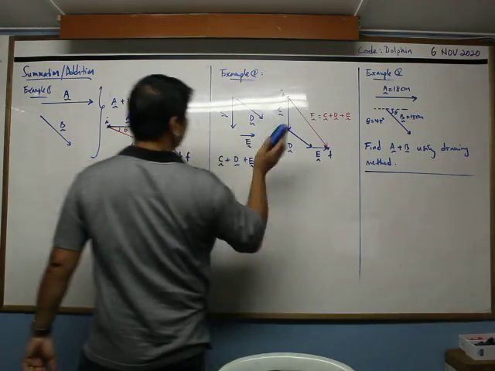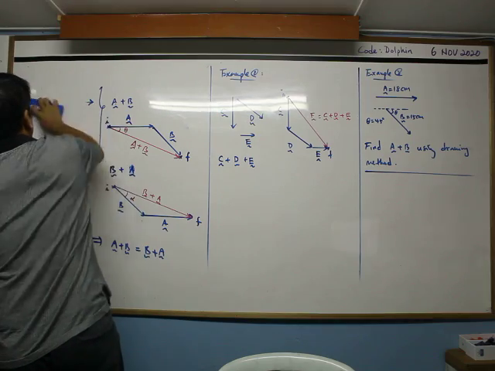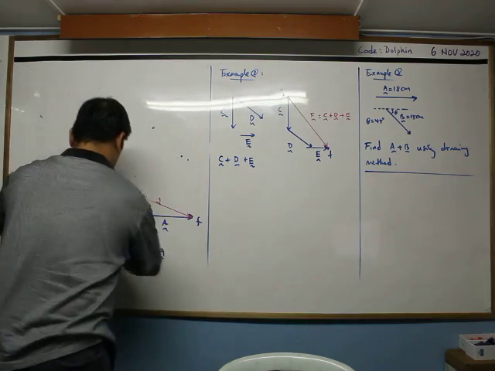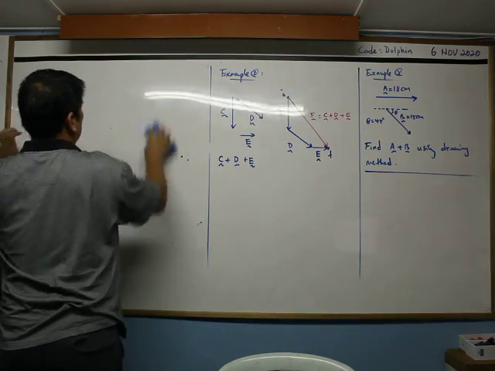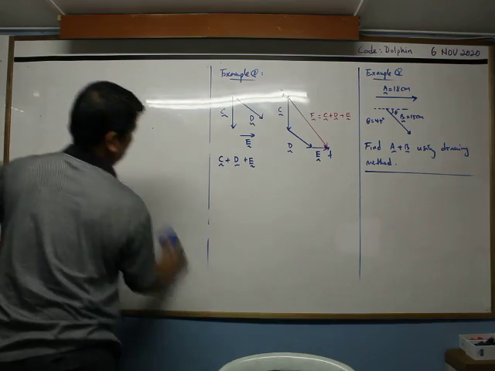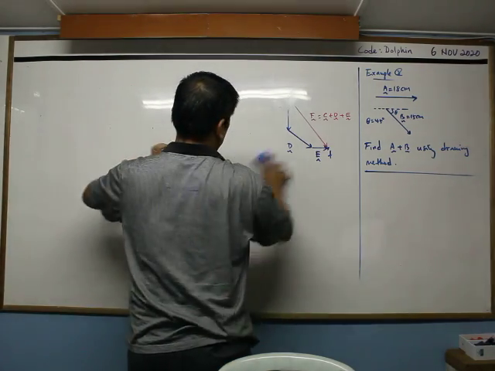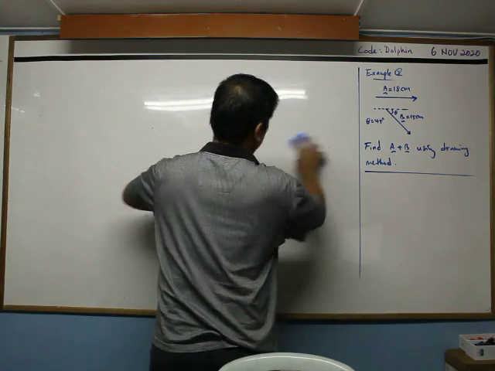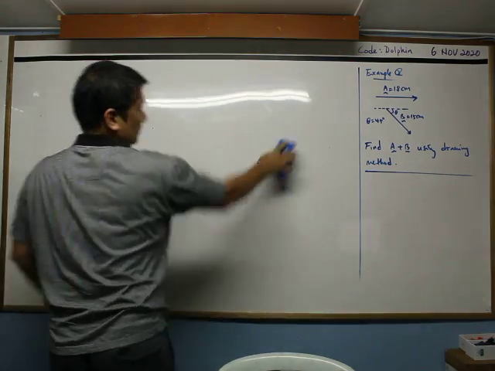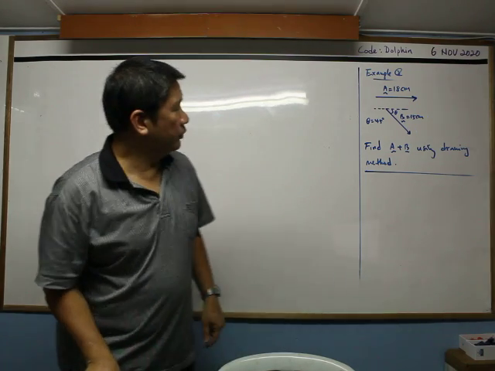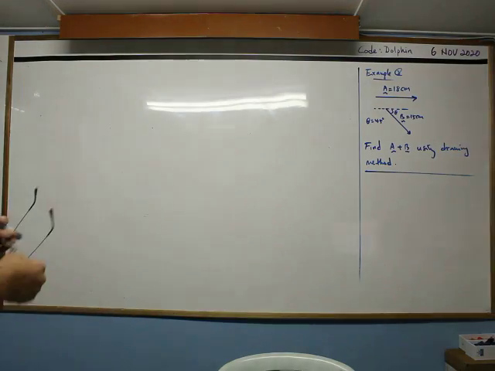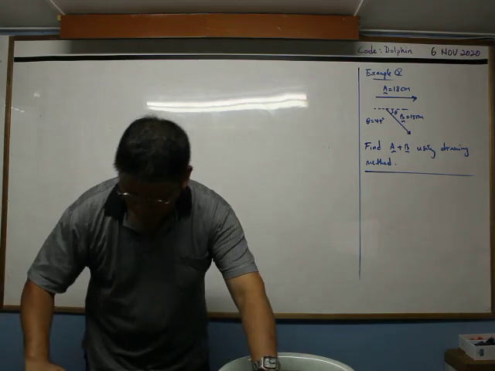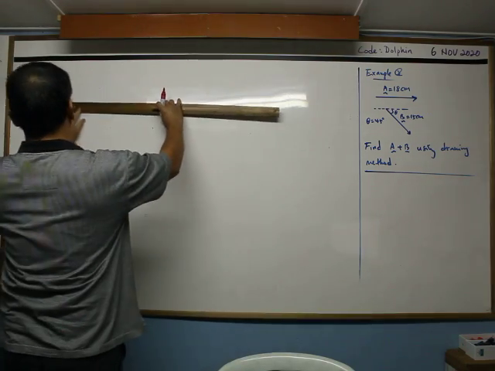Now we solve that example 3. Okay, we draw our first vector, which is 18 cm. First one, 18 cm.